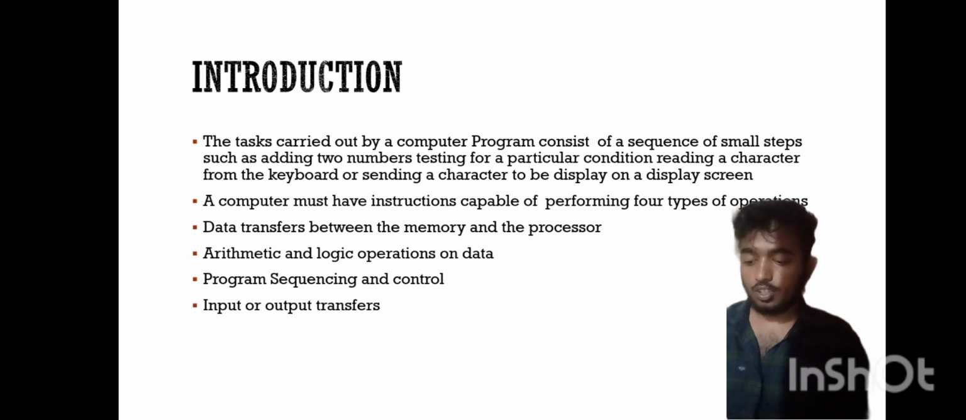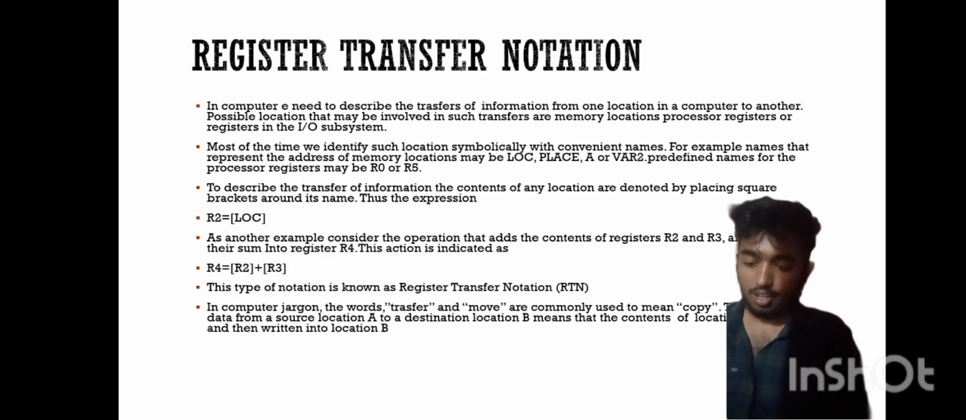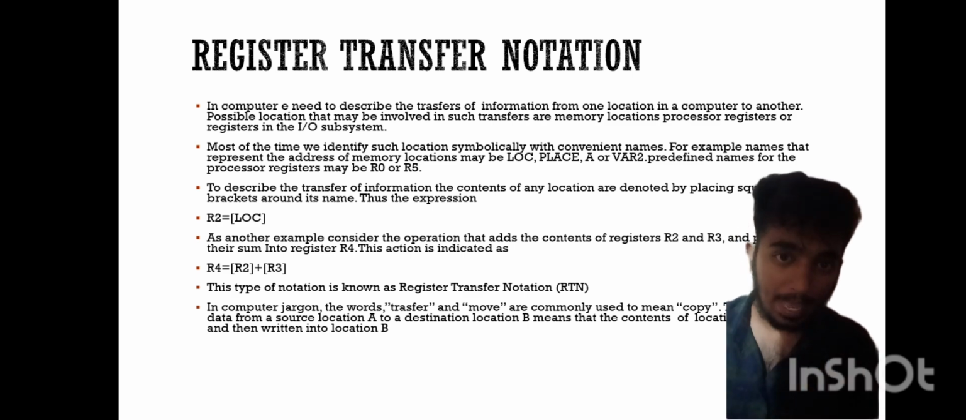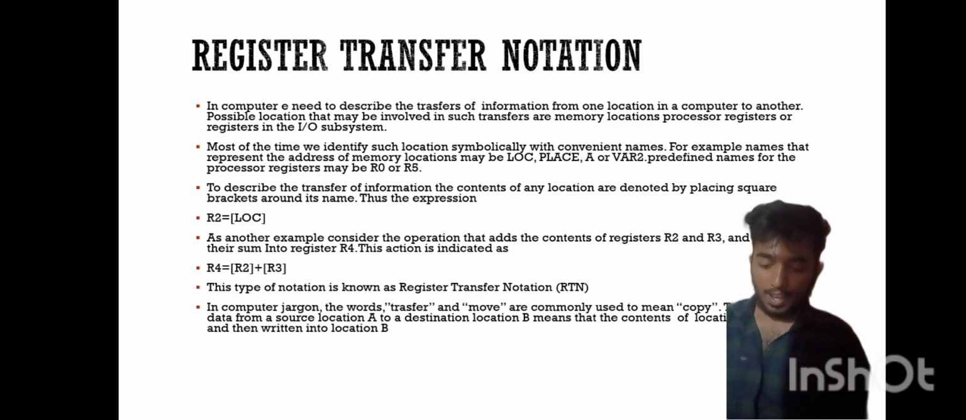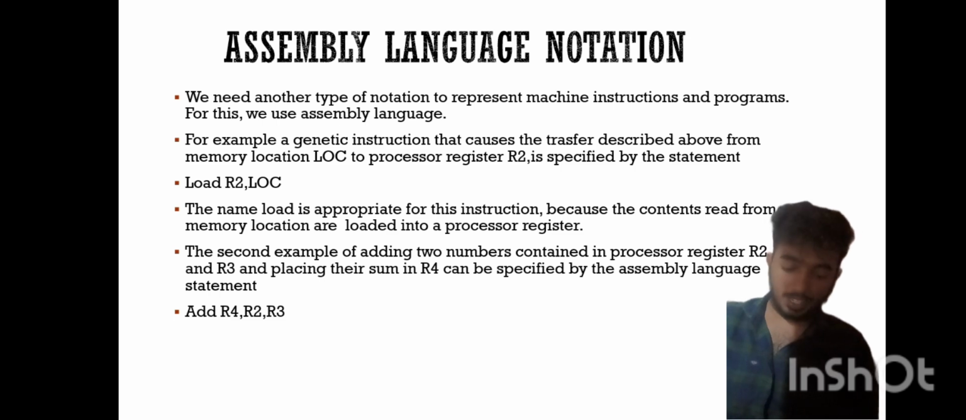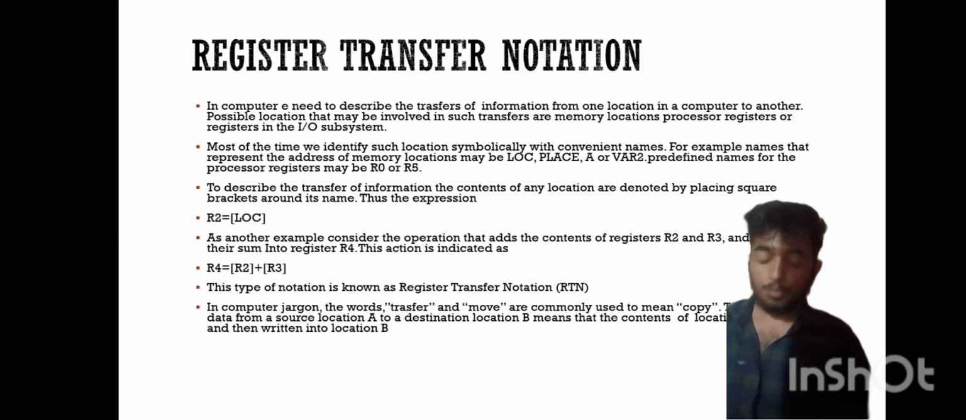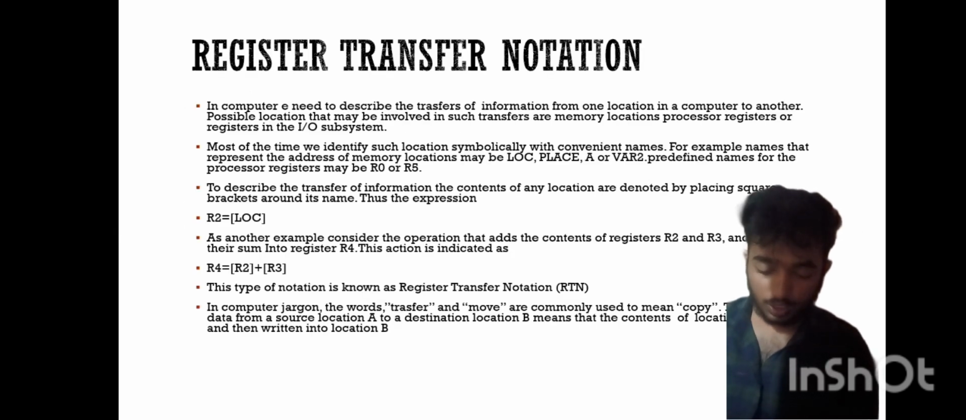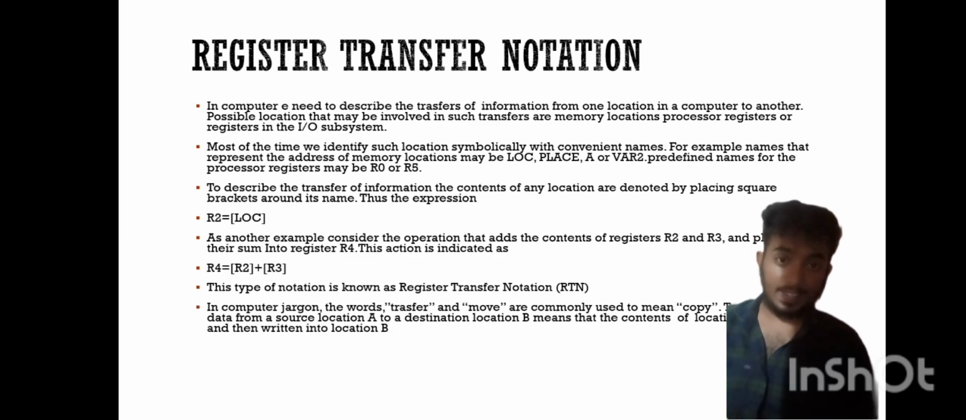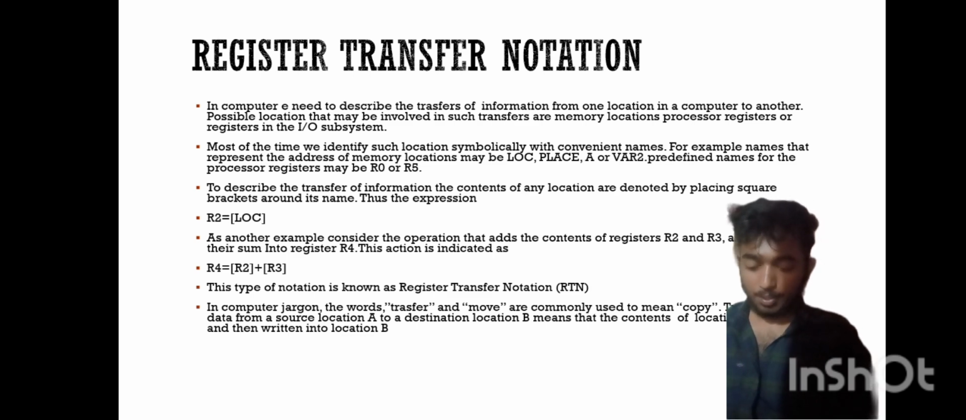The register transfer notation is used to identify the location of a symbolic name and stand for its hardware binary addressing. Names of addressing memory locations may be LOC, PLACE, A, and variable 2. Processor register names may be R0, R5, R2, or R3. Input and output registers may be data in and out status.